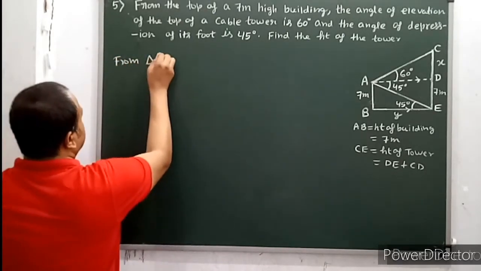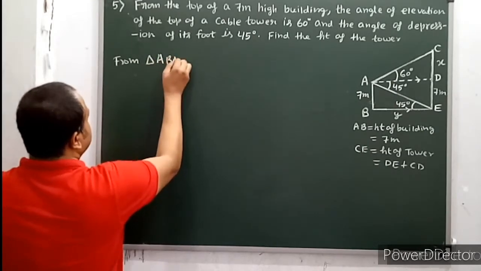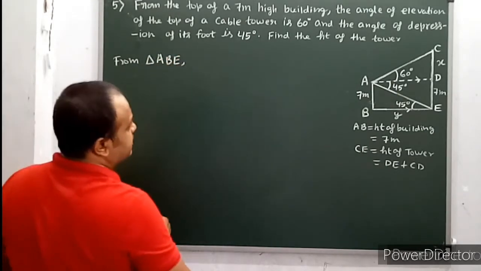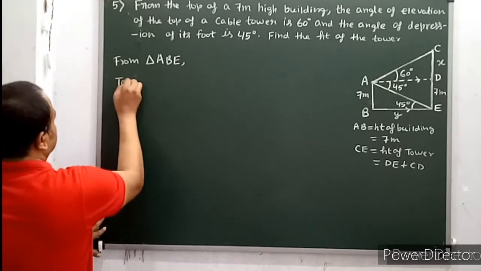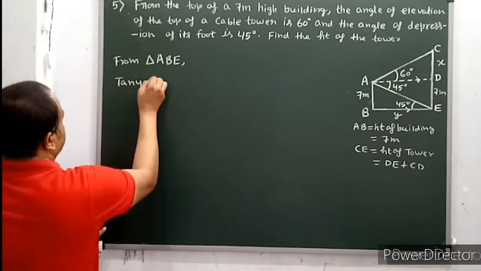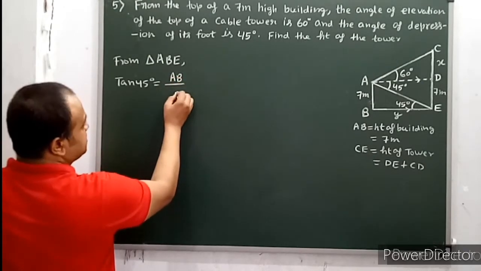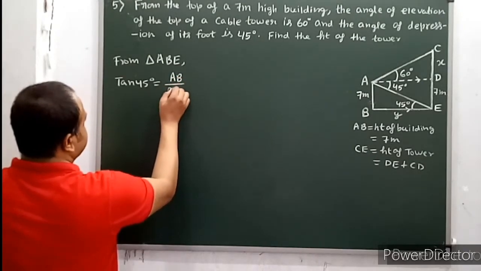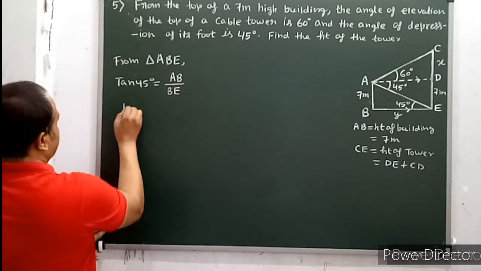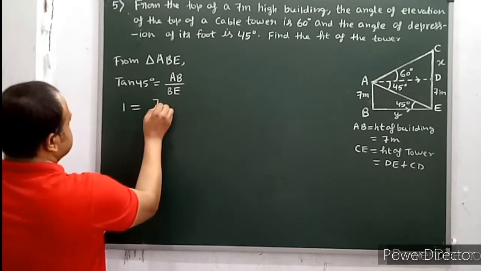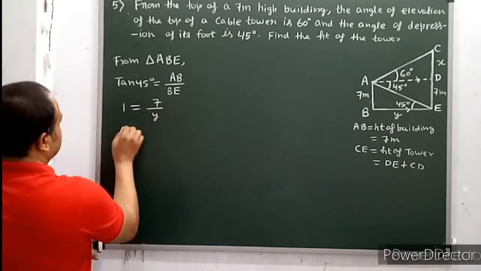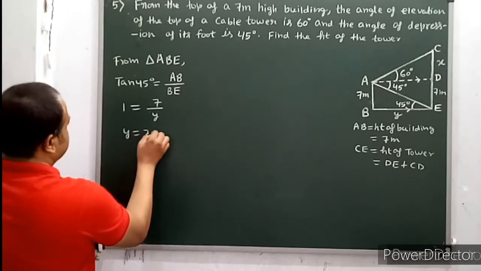From triangle ABE, what do we get? Tan of 45 degree equals perpendicular, that is AB, by base, that is BE. Tan 45 is 1, AB is 7 and BE is Y. We have got the value of Y as 7 meter.